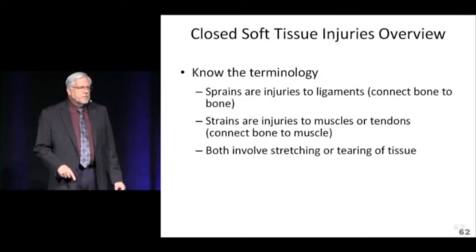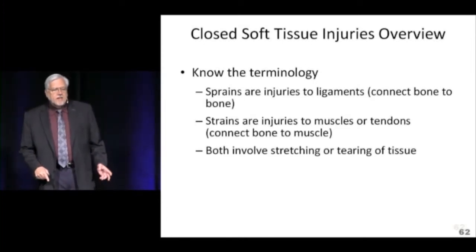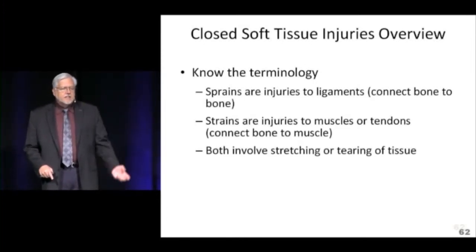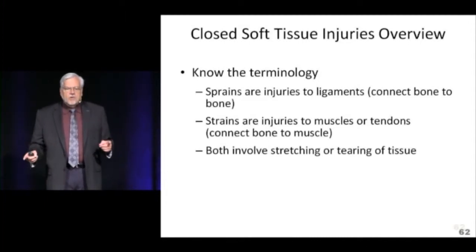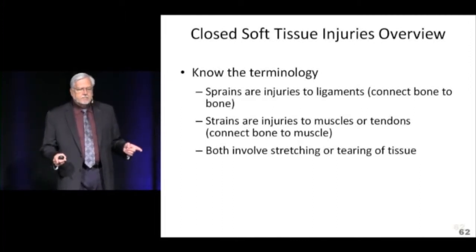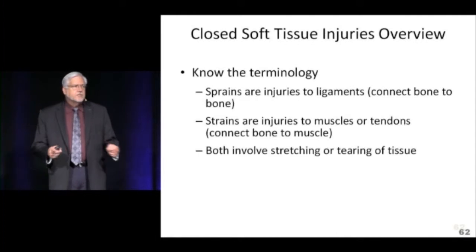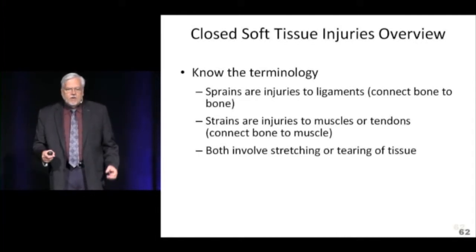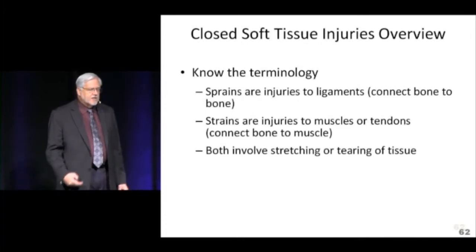an opportunity to share terminology with patients. And as we talk about sprains and strains, it's important that the patient understands that sprains are injuries to ligaments, those that connect bone to bone, and that strains are injuries to muscles or tendons that connect bone to muscle. And both of these involve some sort of a stretching or tearing of tissue. And so it's important to have patients understand the terminology.